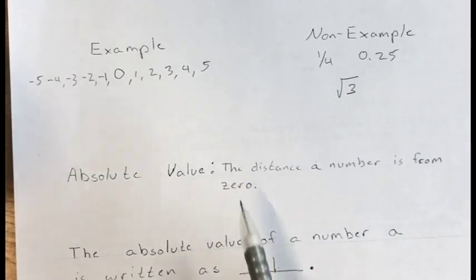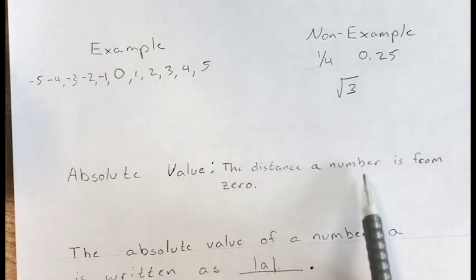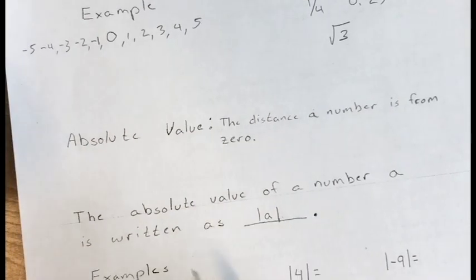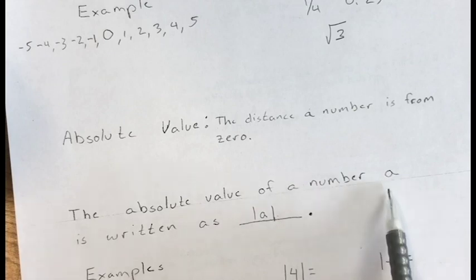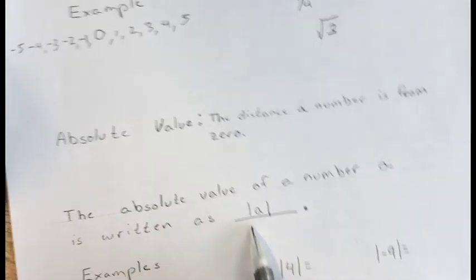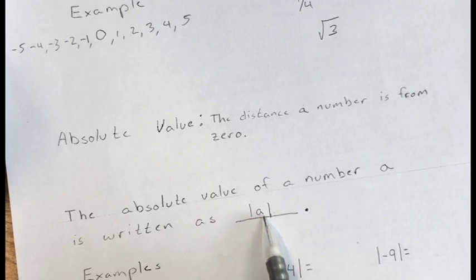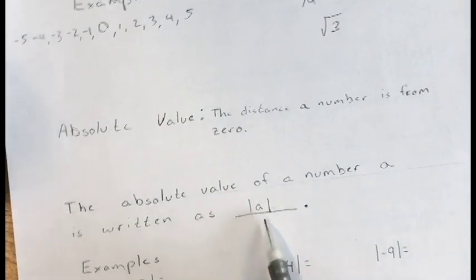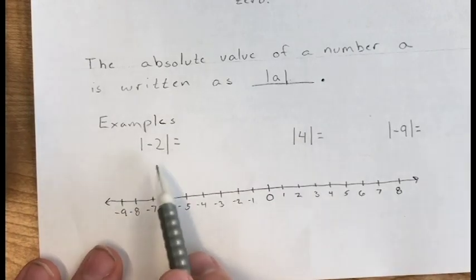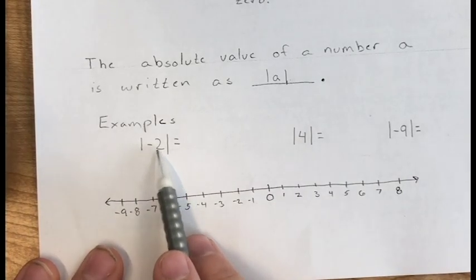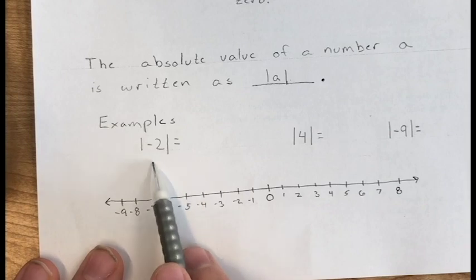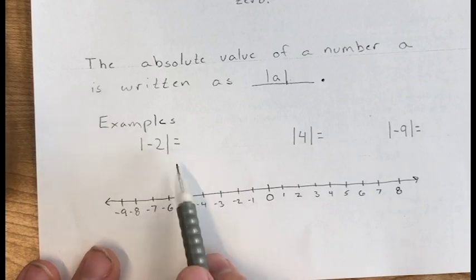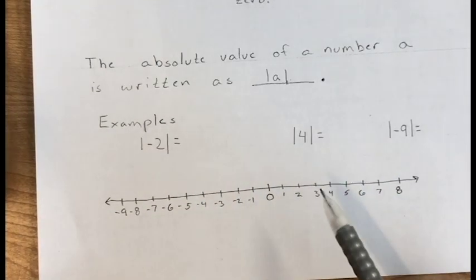Absolute value. It is simply the distance a number is from 0. We write the absolute value of a number such as A as the absolute value of A. Notice how this A looks like it's kind of behind bars. This means the absolute value of A. So what is this telling me to find out? Let's go down and look at our examples. Since I have a -2 and it's behind bars, I read this as the absolute value of -2.